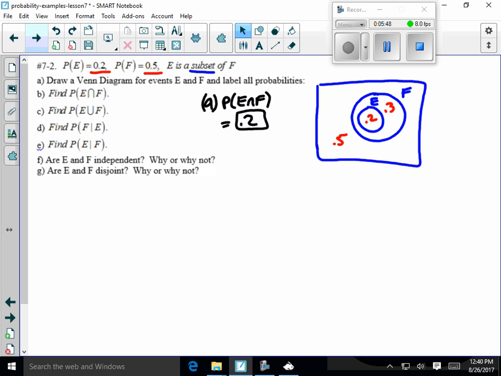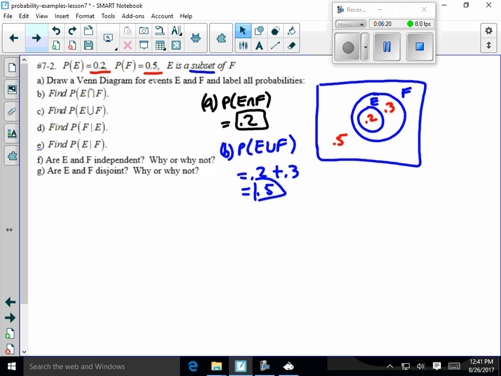0.2. Okay, the second part, B, says to find the probability of E or F, and that means the union. So that means you can be included in this if you're in the E circle or if you're in the F circle or both. And so if I include the E circle, I get the 20%. If I add the rest of the F circle, I get 30 more percent. So that's going to be the total of everything inside E or F. So we'll add up those and get that that's 0.5. So 50% chance of E or F occurring.